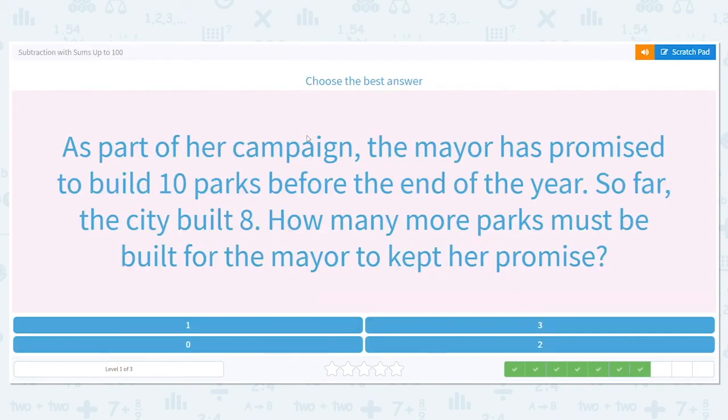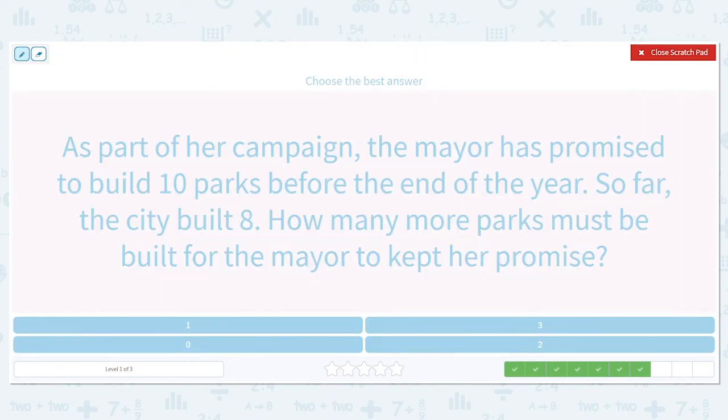Good job. As part of her campaign, the mayor has promised to build 10 parks before the end of the year. So far, the city built 8. How many more parks must be built for the mayor to keep her promise? Okay, let's mark it off. The mayor has promised to build how many parks in all? 10 parks. How many have been built already?